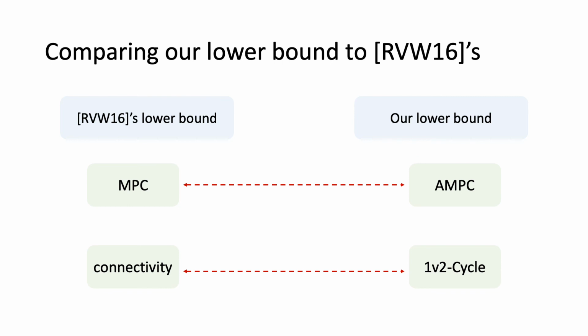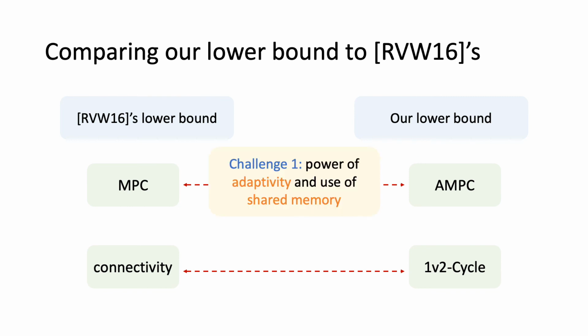Our lower bound extends theirs mainly in two ways. First, our lower bound is for the more powerful AMPC model, while RVW's only applies to non-adaptive computations. The power of adaptivity and the use of shared memory pose additional challenges to proving lower bounds. For one thing, the output messages of the machines are now results of decision trees, which can depend on exponentially many locations in the shared memory.